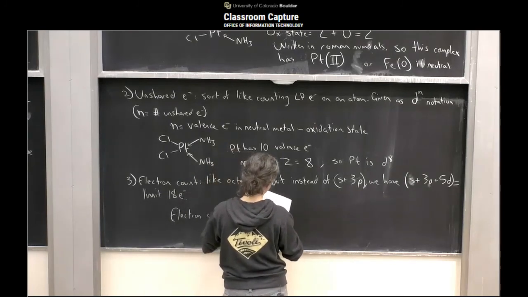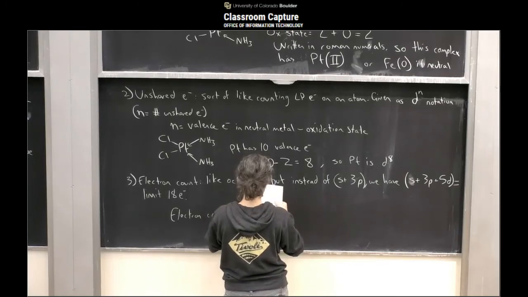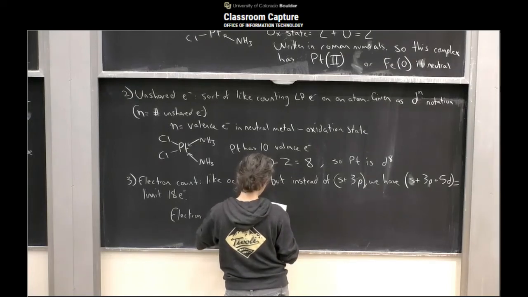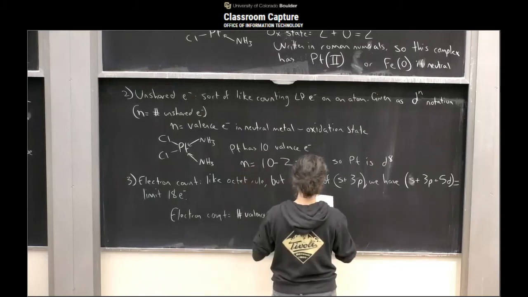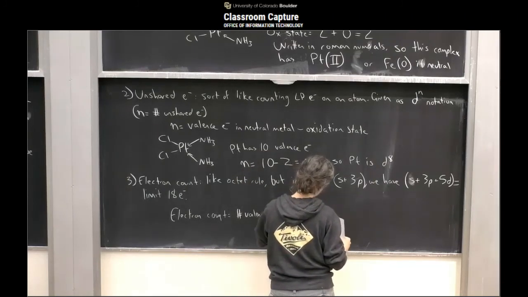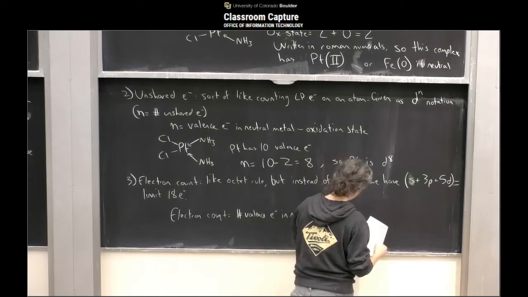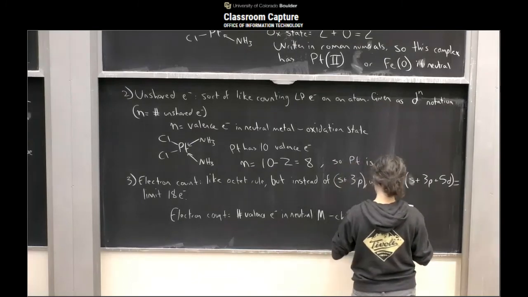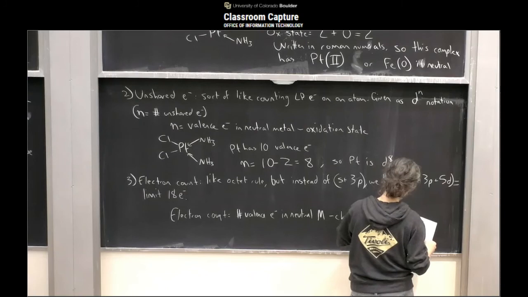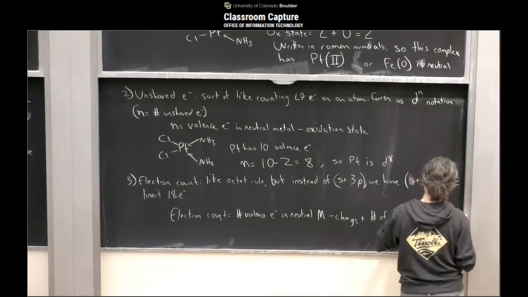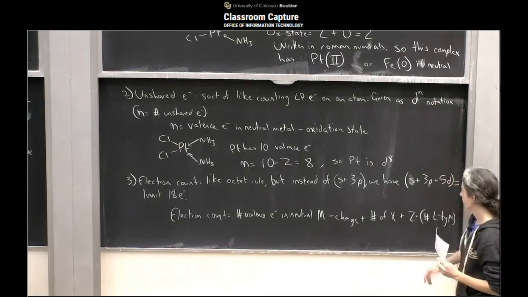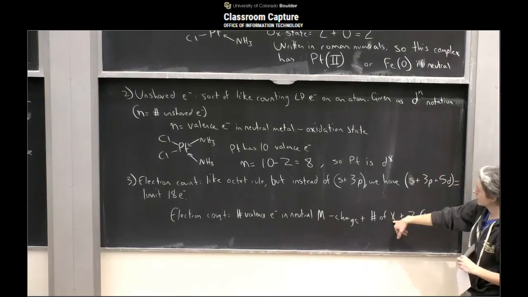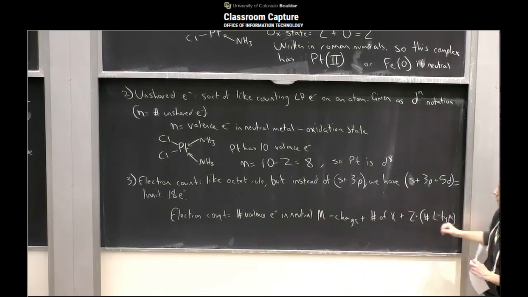Okay, so this is going to be electron count is number of valence electrons in neutral metal, minus the charge, plus the number of X-type, plus 2 times number of L-type, because we're really only getting 1 electron contributed from the X-type to form that bond, but the L-type is showing up with 2 electrons that it's contributing all on its own.